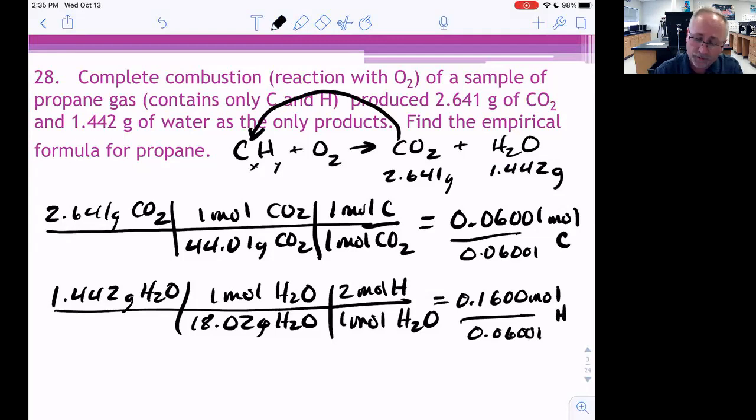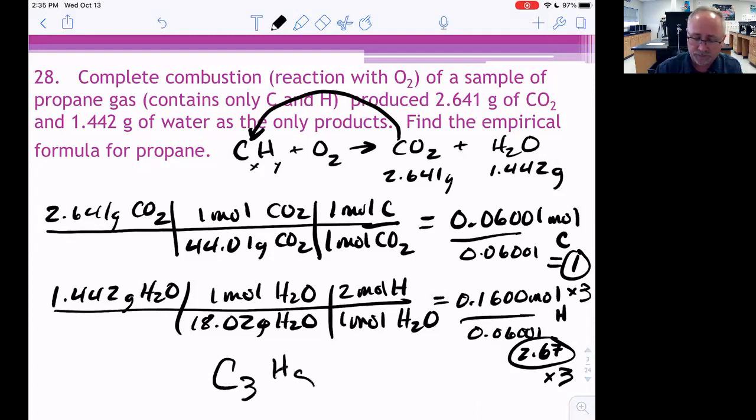The number for this one, of course, is 1. And the number for down here is 2.67. So the poem goes: percent to mass, mass to mole, divide by small, and round till whole. It's really round or multiply till whole. If it's 2.99999, I agree you round. If it's 3.001, I agree you round. But if it's 2.67, then you really need to multiply it by something to get a whole number. In this case, if we multiply each of these by 3, you end up with a 3 for your carbons, and for your hydrogens, you end up with 8.